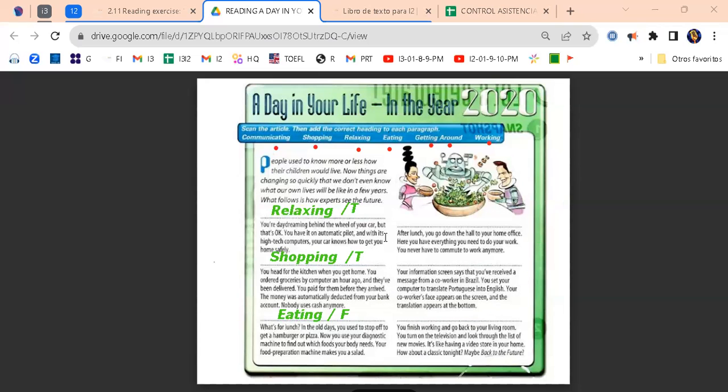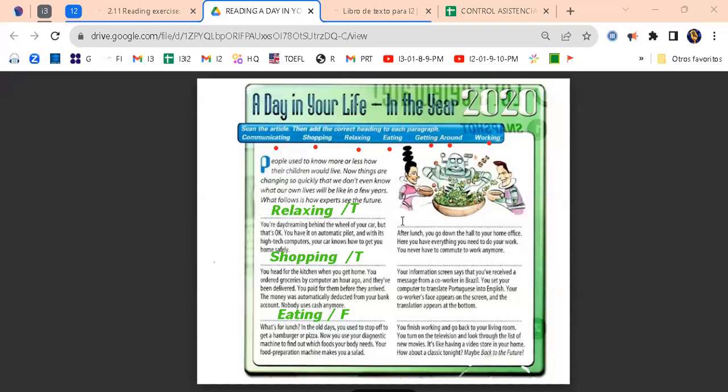Okay, let's see. After lunch, somebody, could you help us with this one? Claudia, are you here? Help us with the next paragraph. After lunch, Claudia Maria. After lunch, you go down the hall to your home office. There, you have everything you need to do your work. You never have to commute to work anymore. Okay, good. Yeah.